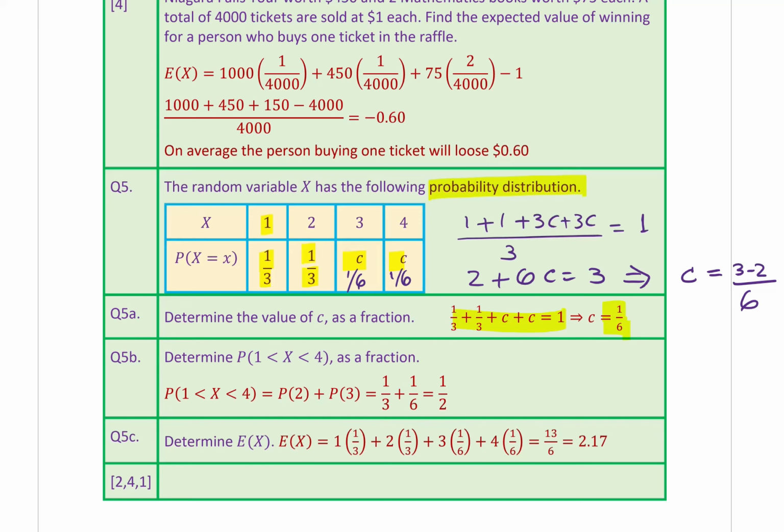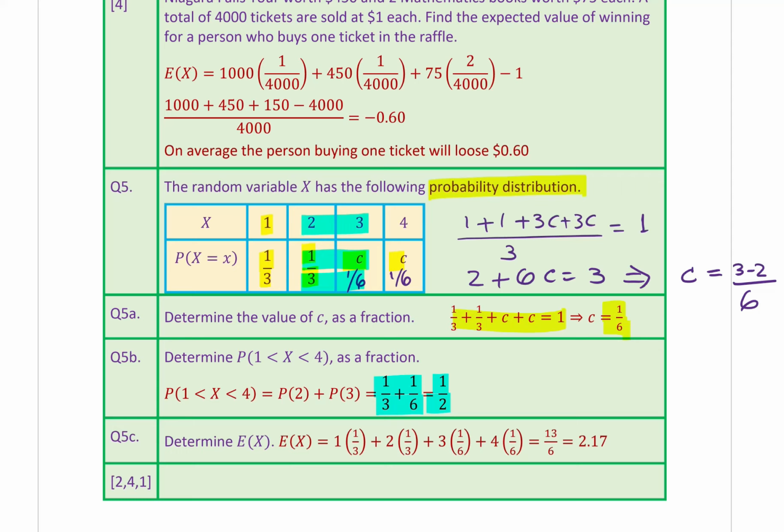Now part B of this question is: determine the probability when x is between 1 and 4, both not included, as a fraction. That means we're looking for the probability of 2 and 3. We'll combine these, so that is 1 over 3 plus 1 over 6. That gives you the answer, which is half.